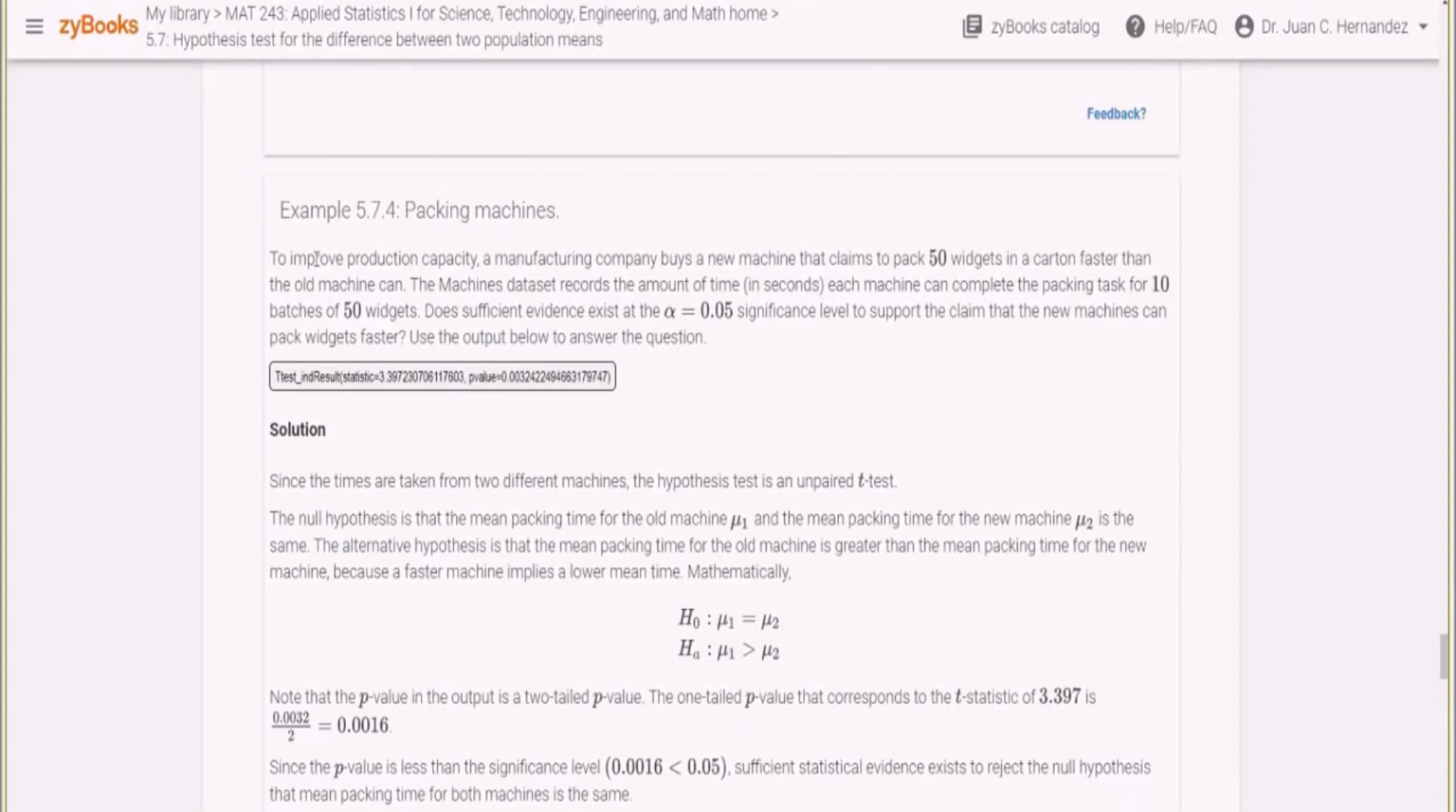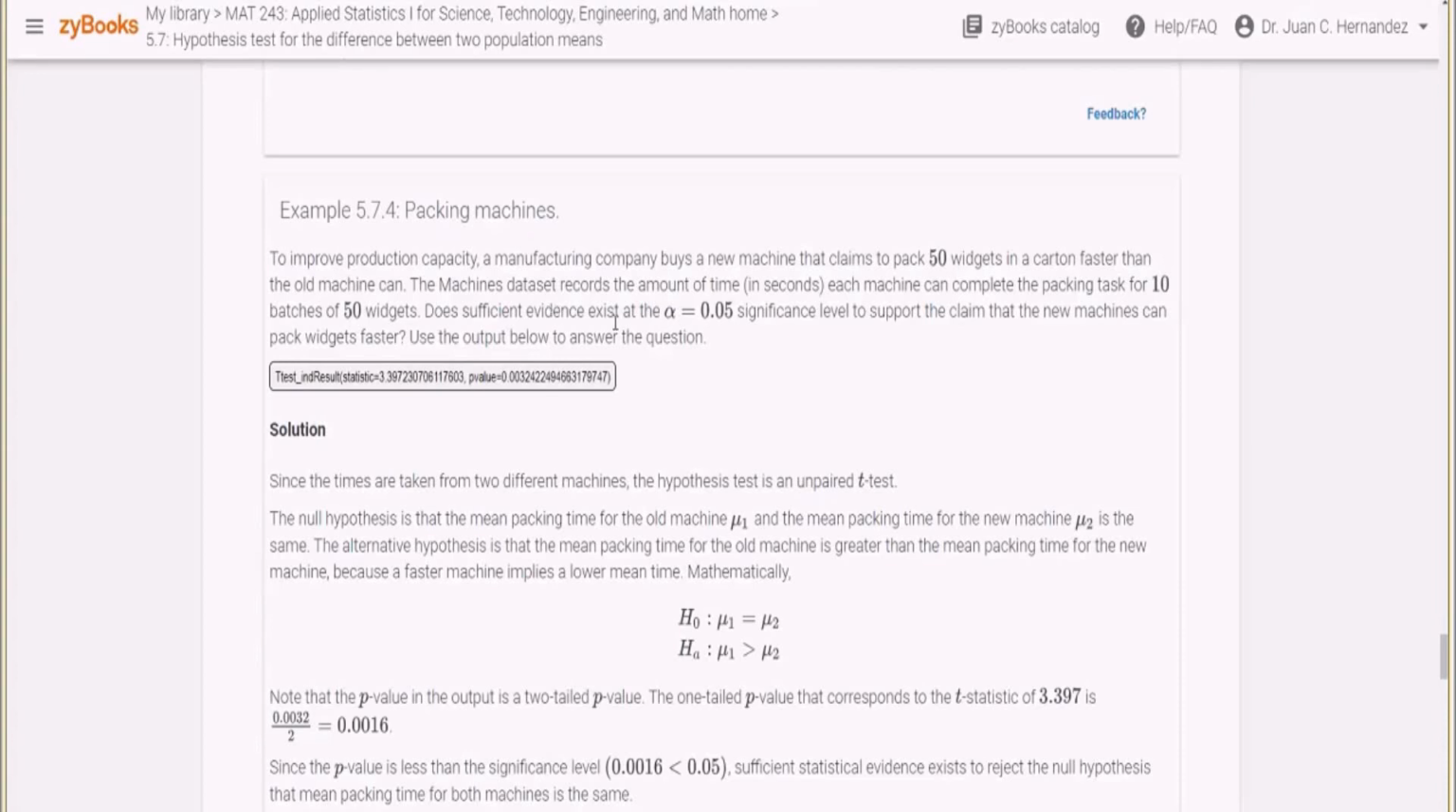So to improve production capacity, a manufacturing company buys a new machine that claims to pack 50 widgets in a carton faster than the old machine can. So the idea is that we have now two samples, and these are independent samples because in the first sample we are considering the packing times for the old machine. In the second sample, we're considering the packing times for the new machines. These are two different machines. They're independent of each other. Therefore, this is not a paired t-test. This is an independent t-test.